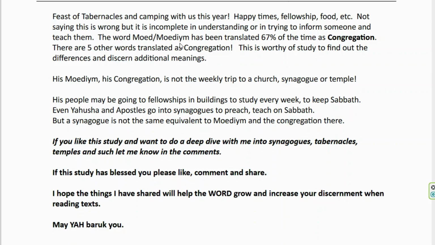And if that's all we focus on, then you're missing out on some of the meaning to it. The word moedim has been translated 67% of the time as congregation. There are 5 other words also translated as congregation. I hope you're getting my point. So it's a really worthy study to find out the differences and discern the additional meanings.